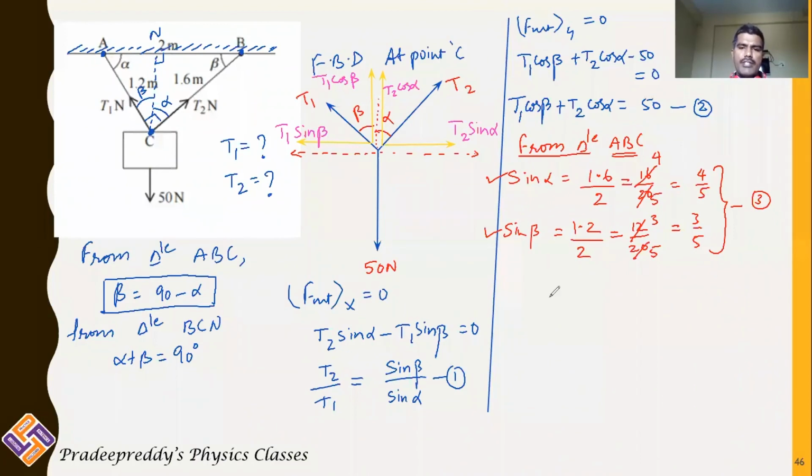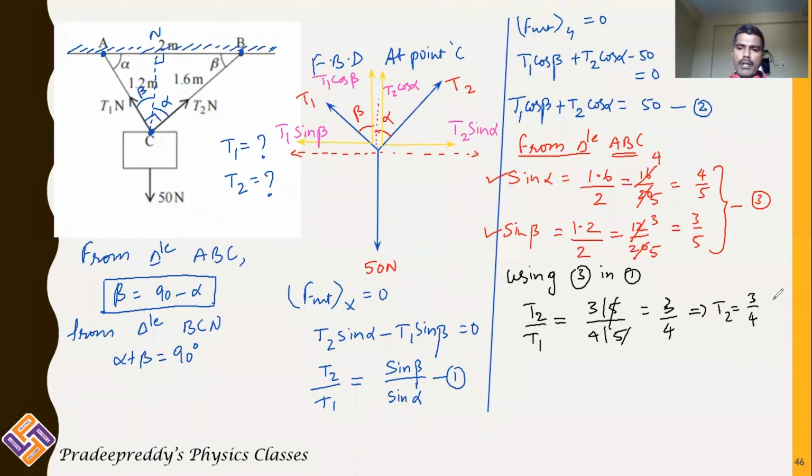We have got sin alpha and sin beta. Take that and substitute in equation 1. Substituting, you can write T2 divided by T1 is equal to sin beta, 3 by 5, divided by sin alpha, 4 by 5. 5 and 5 get cancelled. That is equal to 3 by 4. Therefore, we have got the T2 by T1 ratio as 3 by 4. Now take this, I can write it as T2 is equal to 3 by 4 into T1.